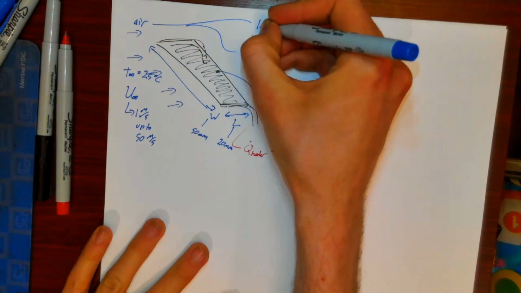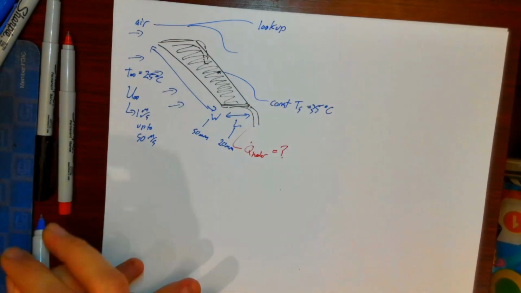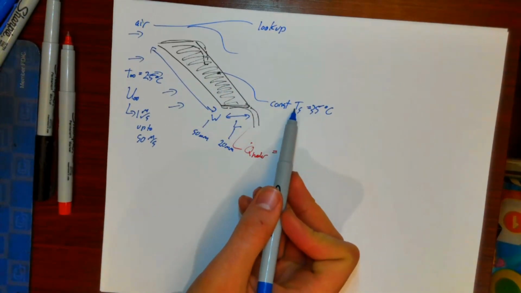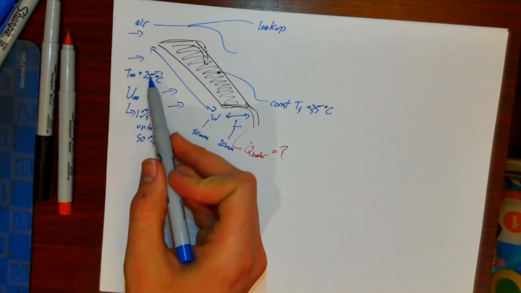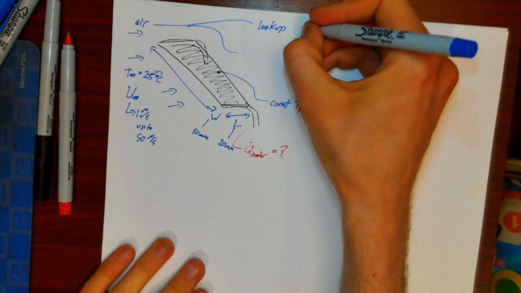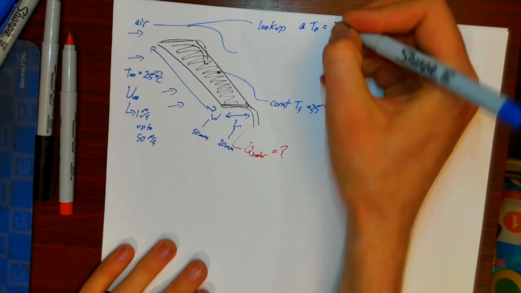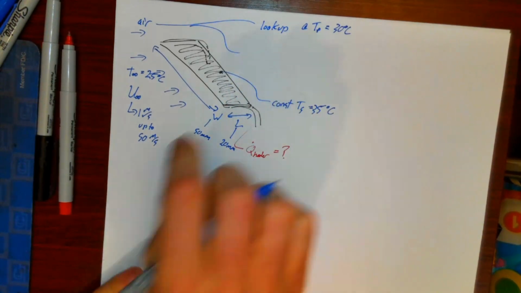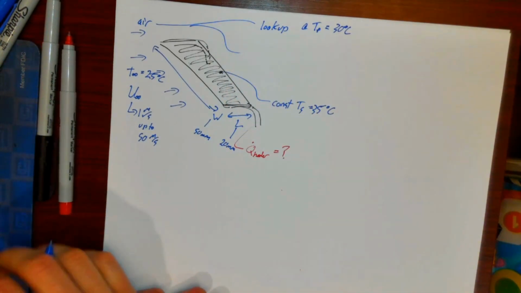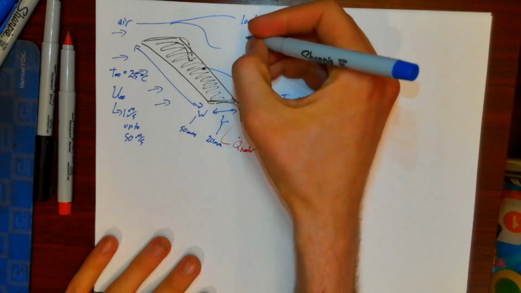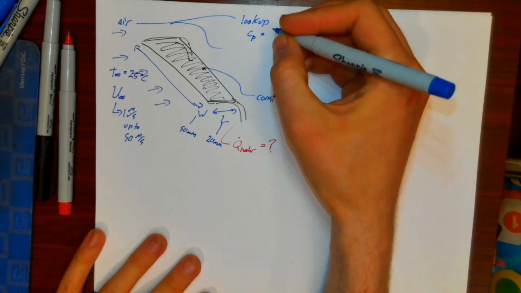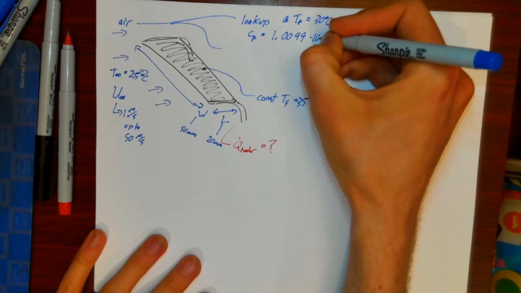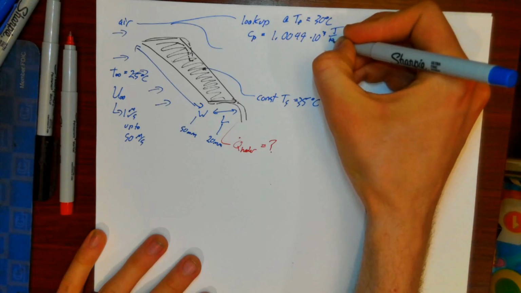So you can look them up. We have a constant surface temperature at 35 degrees C and 25 degrees C air coming in. So we want to look them up at the film temperature, which is the average of these two. That's going to be 30 degrees C. So we look up properties of air at 30 degrees C. You can do it on Engineer's Toolbox or whatever. And it turns out that Cp is basically equal to 1.0049 times 10 to the third joules per kilogram Kelvin.